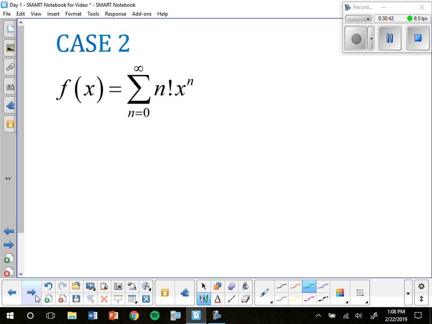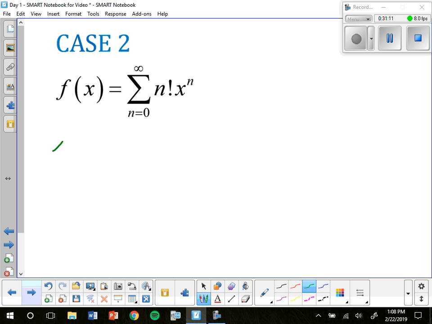Case 2. First game is this power series. What's your coefficient? N factorial. What's your variable expression? X to the n. Where am I centered? 0. I'm centered at 0. Good. So we are going to try to figure out for what values of x this converges. What test do I use every time?